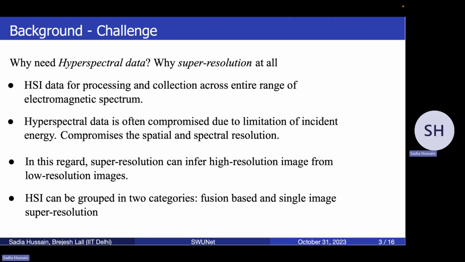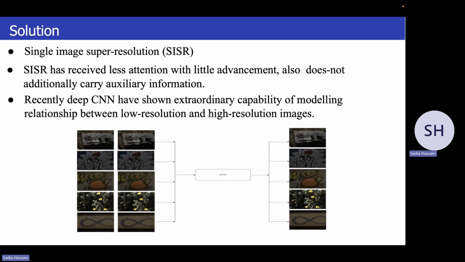In this regard, we use a post-processing technique, a super resolution technique, which can infer a high resolution image from a low resolution image. And we divide hyperspectral super resolution into two groups. One is fusion based and another is single image super resolution. In fusion based super resolution, we use the help of extra information, which is auxiliary information. But in single image super resolution, we do not have such an advantage. And this method has also received less attention and there has been little advancement.